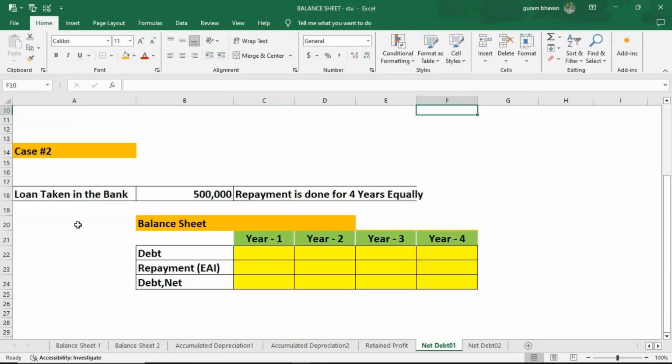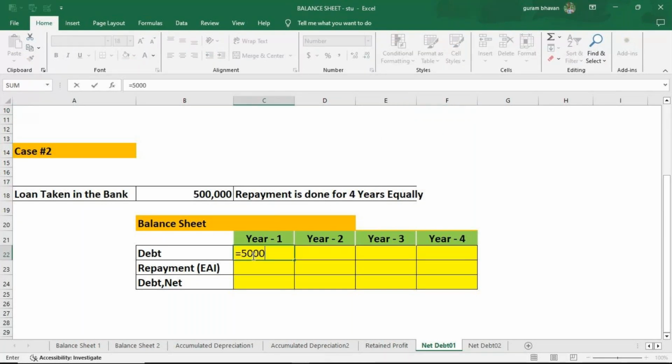If the repayment is done for 4 years equally, how would the calculation be done? Let's see that. The debt amount is 5 lakh rupees, equals 5 lakh. For every year, this is going to remain the same.